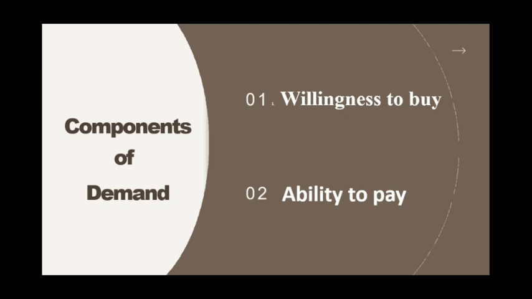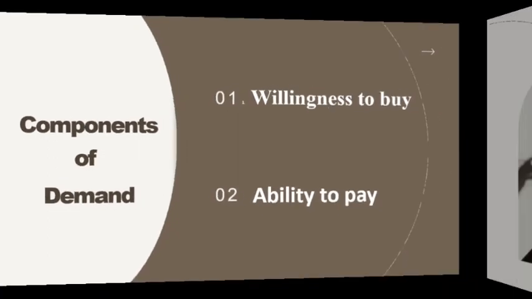Another example is that you want to receive a bouquet of flowers on Valentine's Day. Since a bouquet of flowers is not that expensive, you have the ability to pay for it. But since it's Valentine's Day, you don't want to buy it because you want someone to give it to you. Let's try to check the components of demand again. Number 1, willingness to buy. No. Ability to pay? Yes. So, demand? No. So you are not included in the demand for bouquet of flowers.